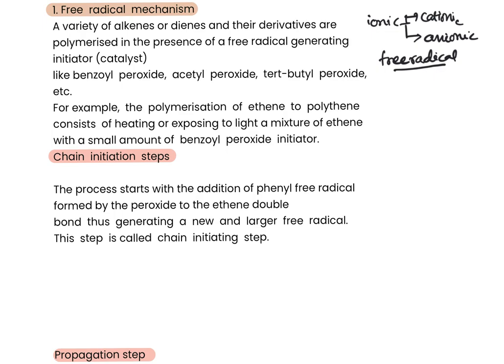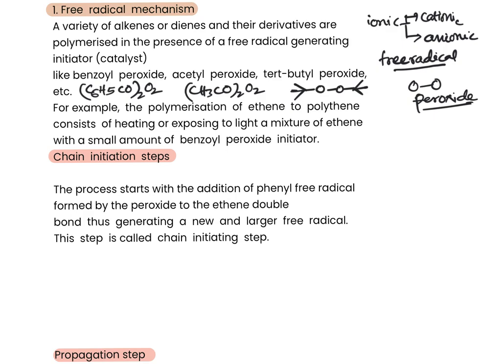Benzoyl peroxide formula is (C6H5CO)2O2. This is benzoyl peroxide. Acetyl peroxide is (CH3CO)2O2. Tertiary butyl peroxide is like this, this is called tertiary butyl. This is a peroxide bond. This is also called tertiary butyl peroxide. Oxygen-oxygen single bond present means that it is called a peroxide.